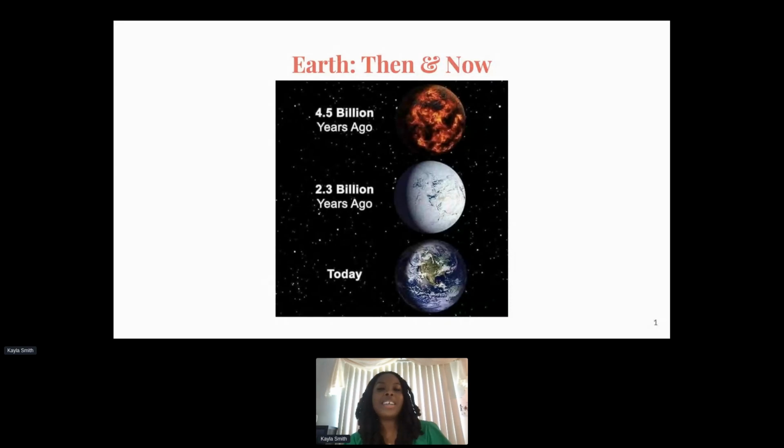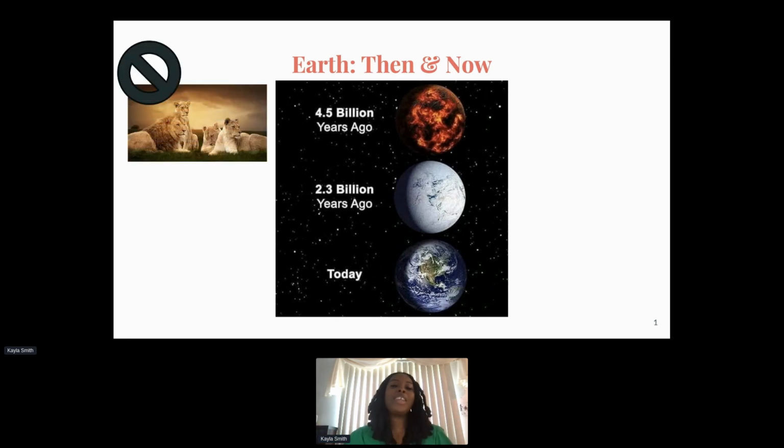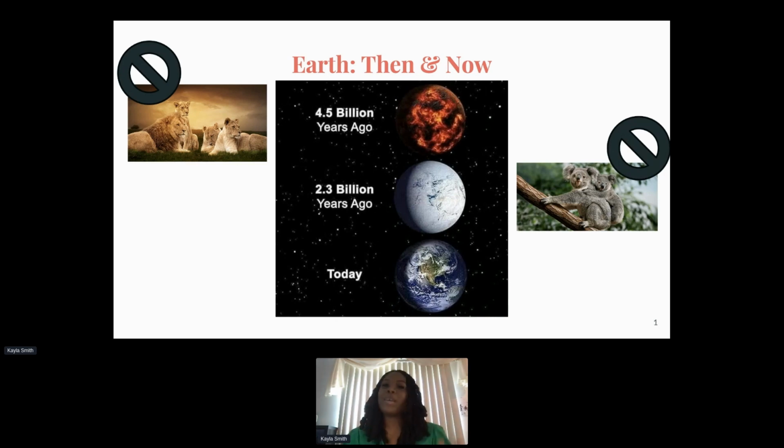Okay, so Earth then and now. Mars has always been my first love just because it is my first planet I've ever really studied. And once I started to study Mars and when we started to understand the evolution of the atmosphere, I wanted to understand how that kind of coupled with Earth, right? And so 4.5 billion years ago, our beautiful Earth was a big ball of molten lava. So these beautiful lions could not exist on Earth 4.5 billion years ago. 2.3 billion years ago, Earth was a big ball of ice. So these really cute koalas were unable to exist on Earth 2.3 billion years ago.